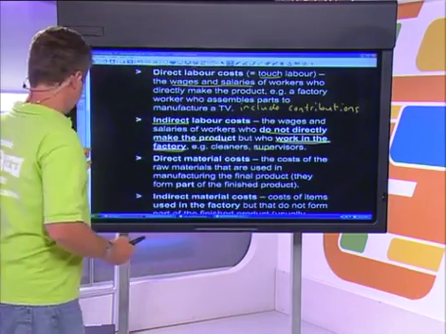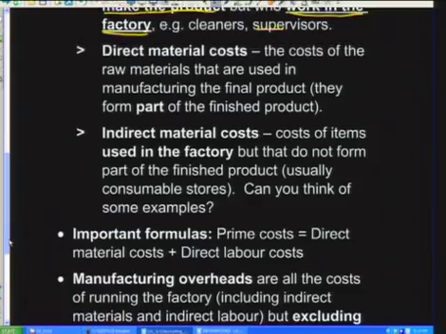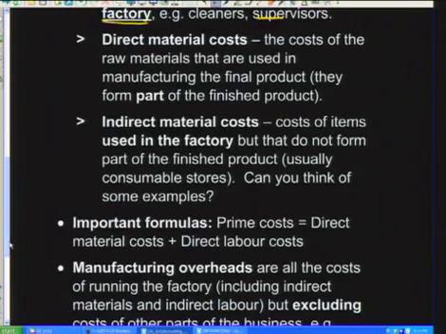And you'll see just now how the question can be put so that you have to remember this difference. Now, let's have a look at the material costs. Material costs are also important because you get direct material costs and you get indirect material costs. These are very, very similar to your direct labor and your indirect labor.